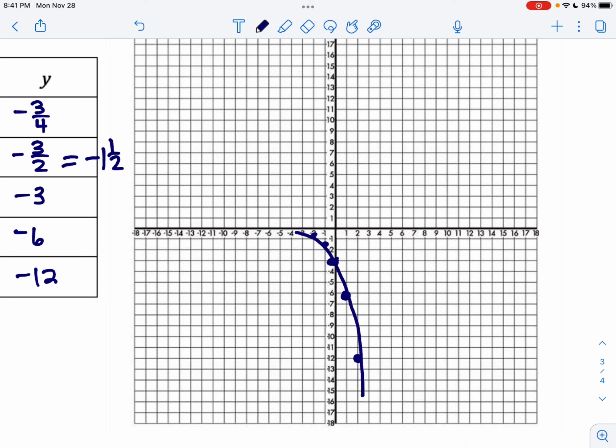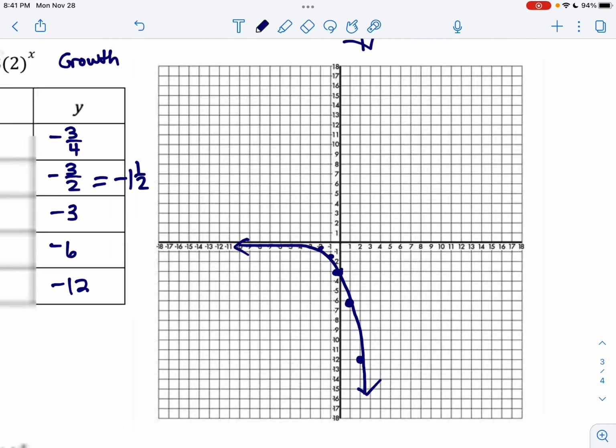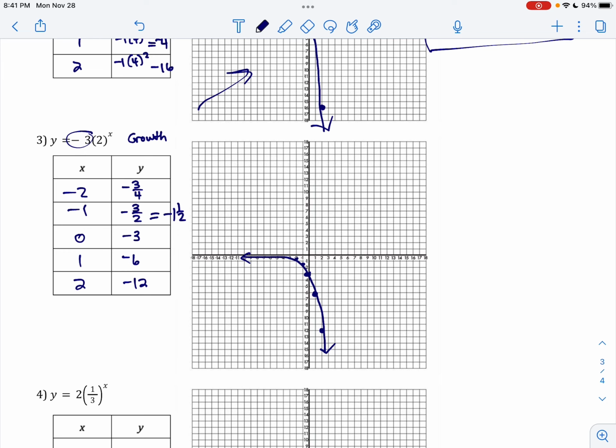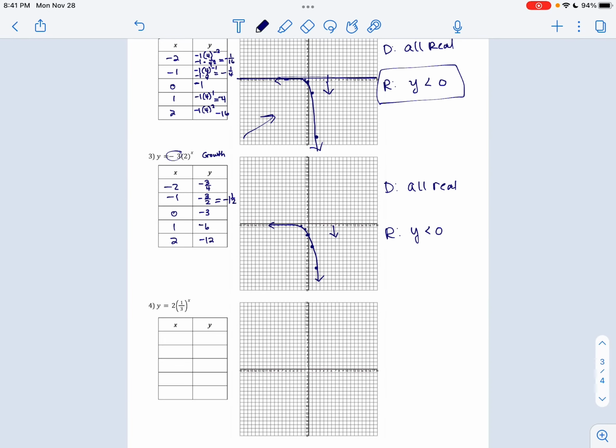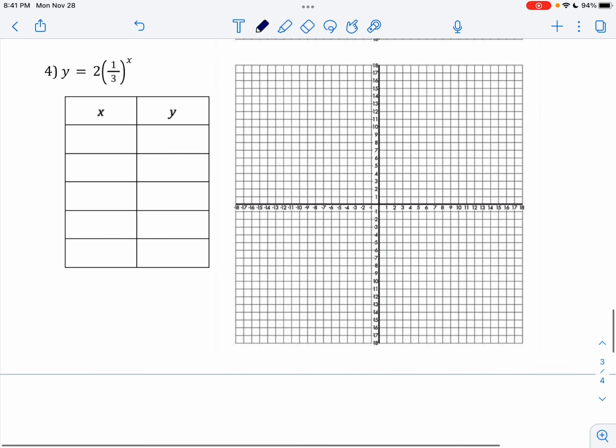It goes really, really close. Okay, domain is all real numbers. Range, y is less than 0 because the graph is below the x-axis. And that is it. All right, the last one.